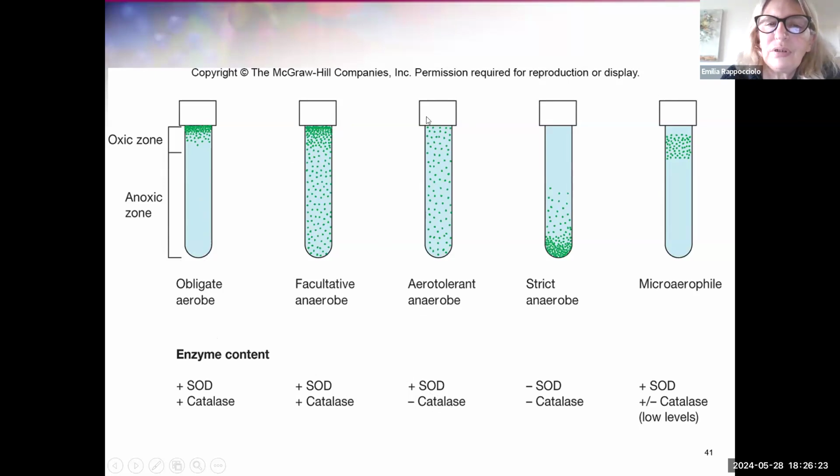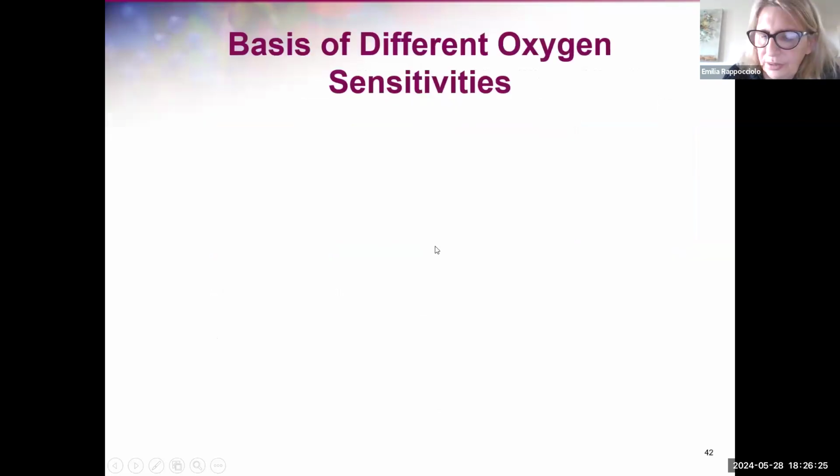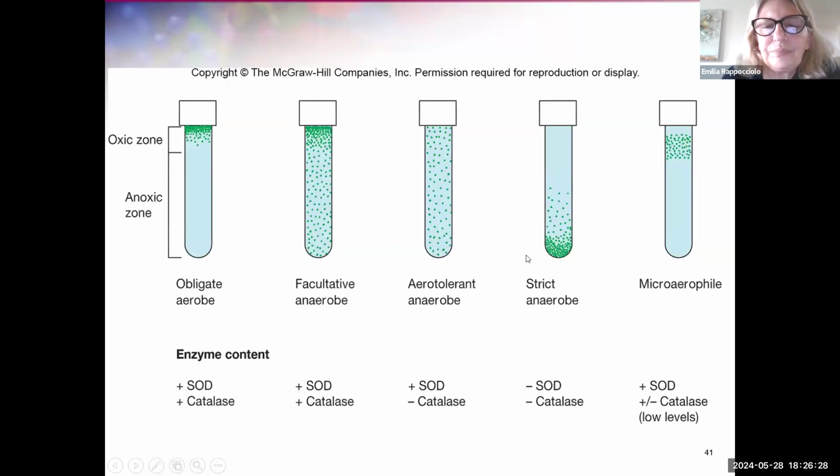They are found equally distributed. Strict anaerobes need to be at the bottom. They don't have either enzyme, and so they get killed by oxygen, the cell dies. And the microaerophiles are like the aerobes, close to the oxygen, but not too much oxygen. These ones also have superoxide dismutase, and catalase might or might not be there.